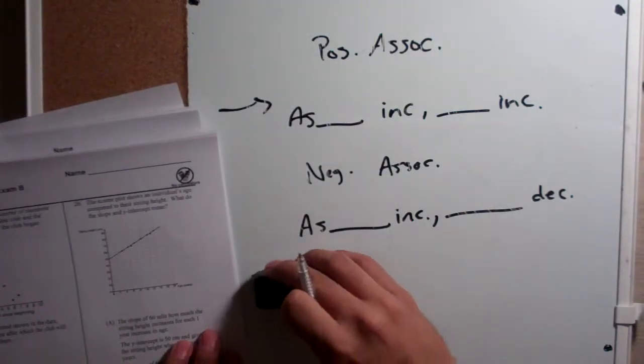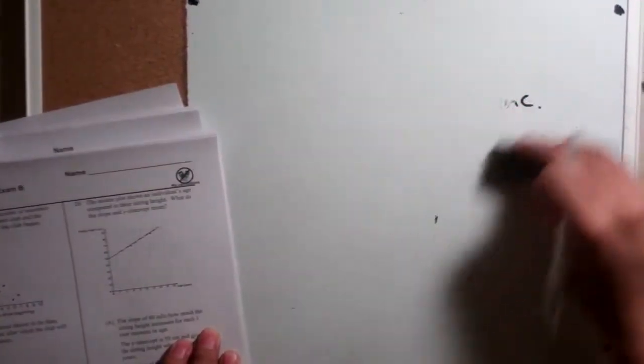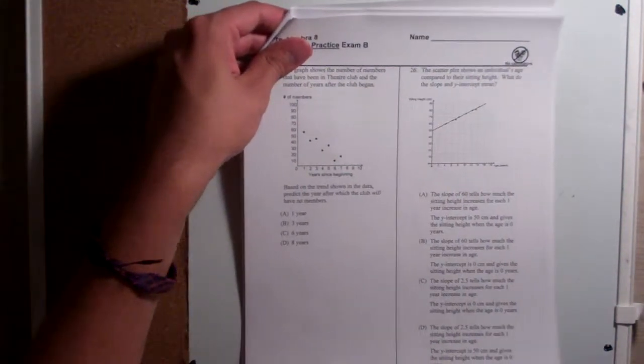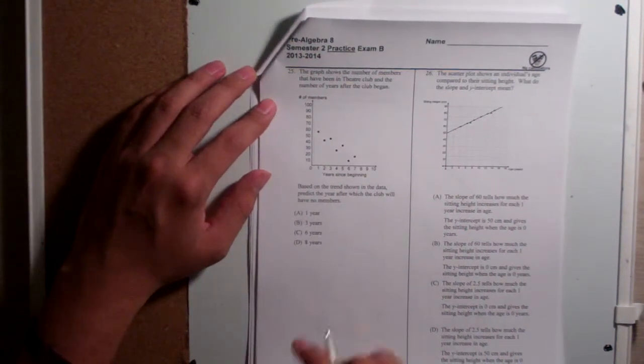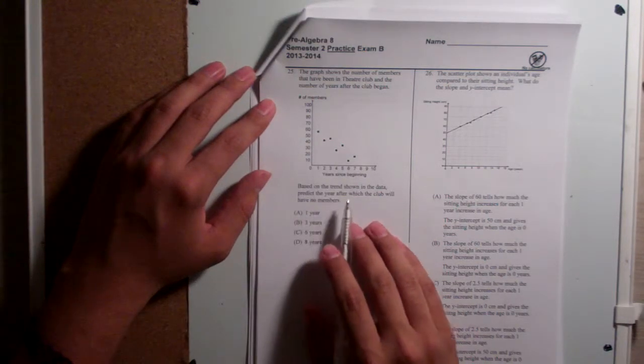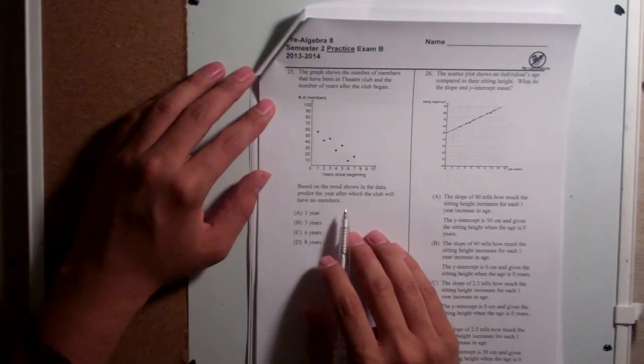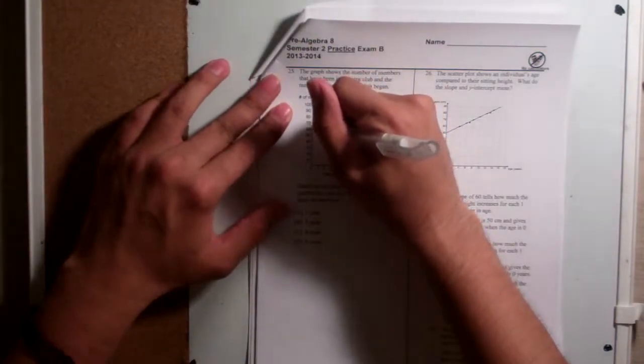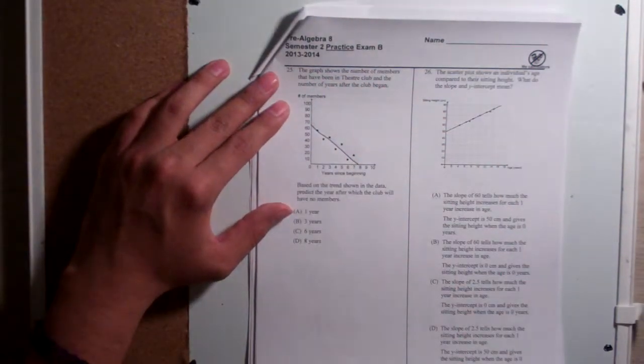Okay. 25. Number 25 says the graph shows a comparison of two things: the number of members a theater club has and the number of years the club has been in business. It says, based on the trend shown in the data, predict the year after which the club will have no members. So it looks like, unfortunately, we have fewer and fewer members as we continue.